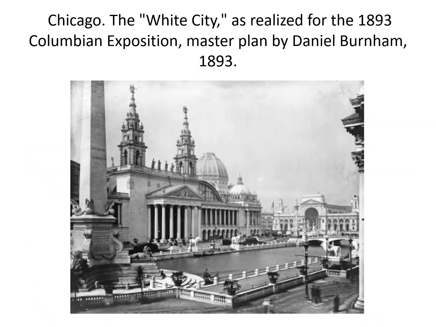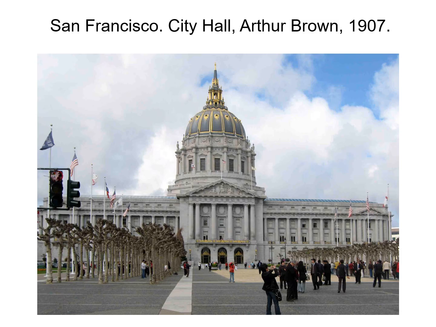Chicago, the White City, as realized for the 1893 Columbian Exposition, master plan by Daniel Burnham, 1893. Daniel Burnham's coordination of landscape, infrastructure, and facades at the 1893 Chicago Fair inspired the City Beautiful movement among citizens' groups and planners, leading to such grand renewal efforts as the 1907 Civic Center for San Francisco. This City Hall, Arthur Brown, 1907.